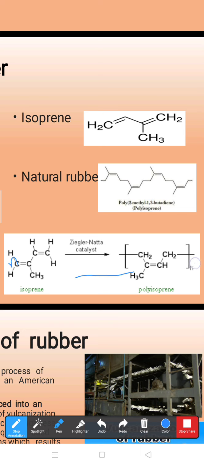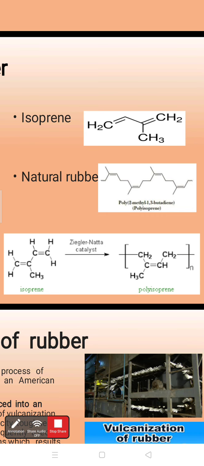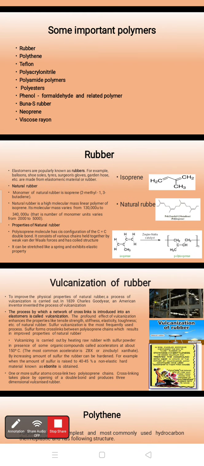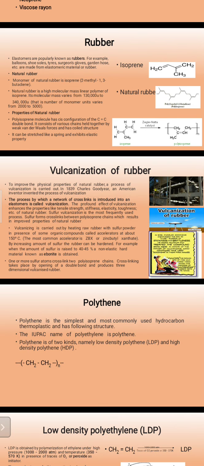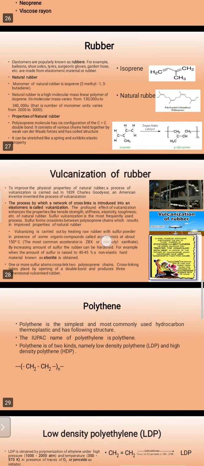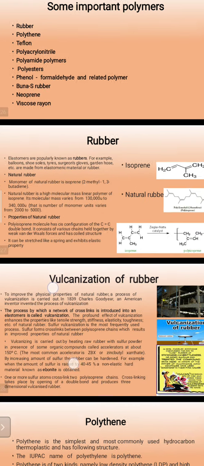This small n shows the number of molecules of isoprene. That's why it is called polyisoprene. Remember this term. So this is the preparation of polyisoprene. Later on, we come to the next topic, that is the vulcanization of rubber. Now we discuss the vulcanization of rubber.